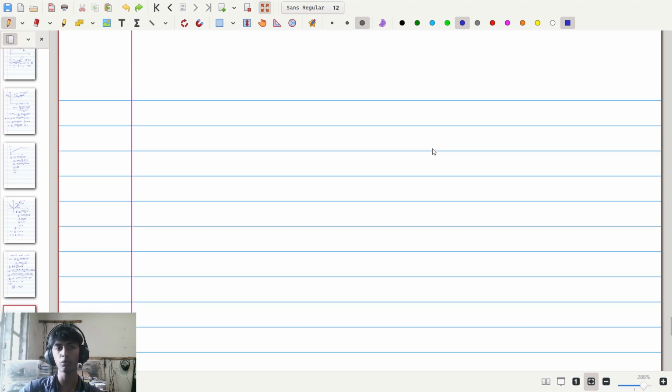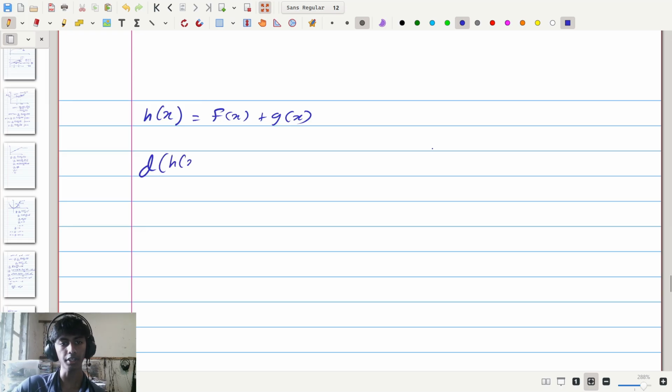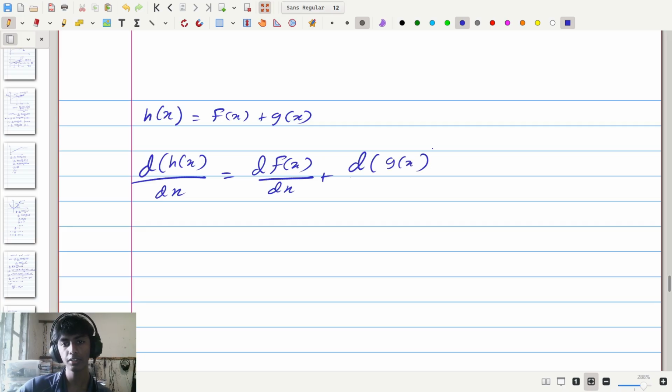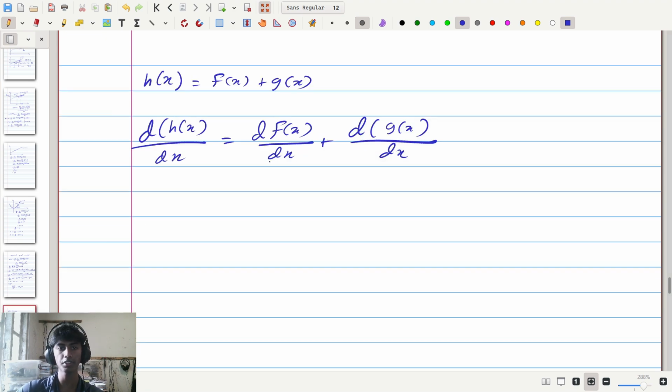The first identity is when we have two functions summed together. Let's say h of x is equal to f of x plus g of x. Therefore h of x is a sum of two other functions. We are going to show that the derivative of h of x with respect to x is equal to the derivative of f of x with respect to x plus the derivative of g of x with respect to x. How are we going to do this? Well, quite simple, using the first principle definition and some rearrangement using the laws on limits.